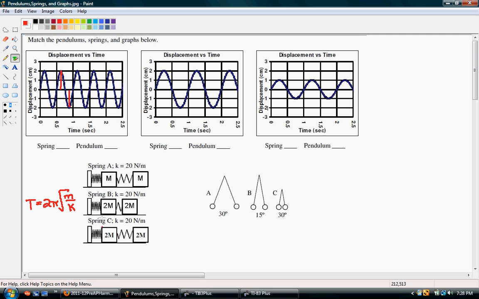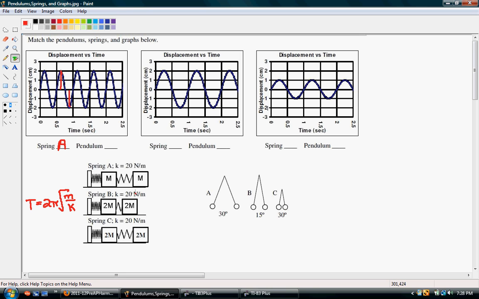So looking at the 3 springs, we notice that spring A has the smallest mass, will have the smallest time period, and therefore the biggest frequency. Since this graph has the most frequent wavelengths, it must represent spring A. If you look at springs B and C, they both have the same mass, 2m, so they're going to have the same frequency. Which makes sense, the 2 remaining graphs have the same frequency.